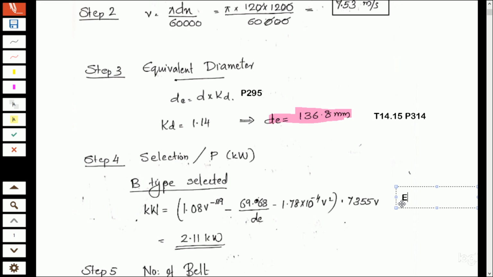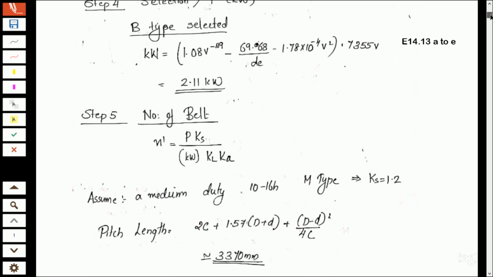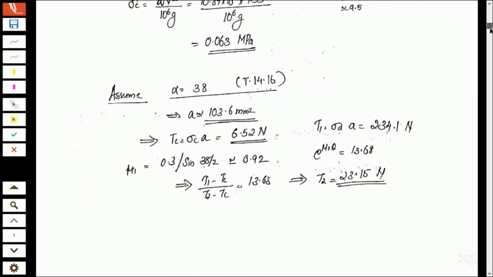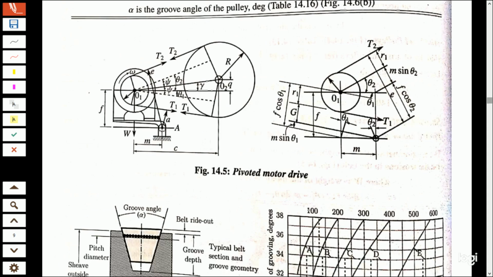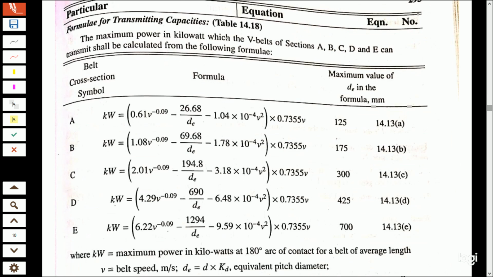This is stated as equation number 14.13a to E. It is provided A to E. Now let us go and see what exactly happens in equation 14.13. So this is the equation 14.13a, 13b, 13c.